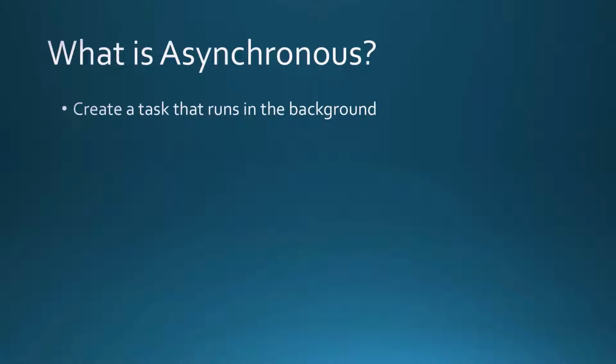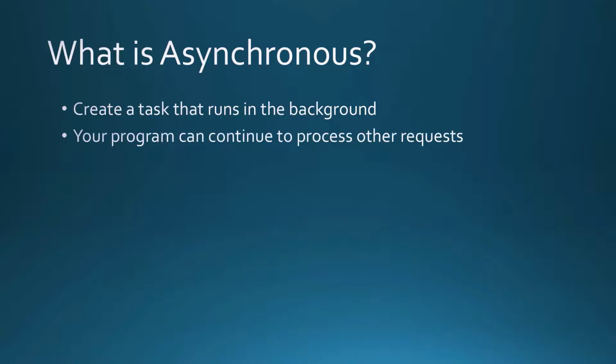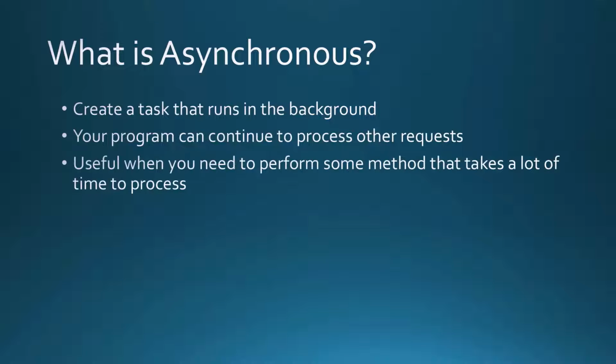Well, it means that we're creating a task that runs in the background. So your program can continue to process other requests even though this other task is running in the background. It's really useful when you need to perform some method that takes a lot of time to process. So we can run many tasks in the background typically. So that's, at a nutshell, what asynchronous is all about.